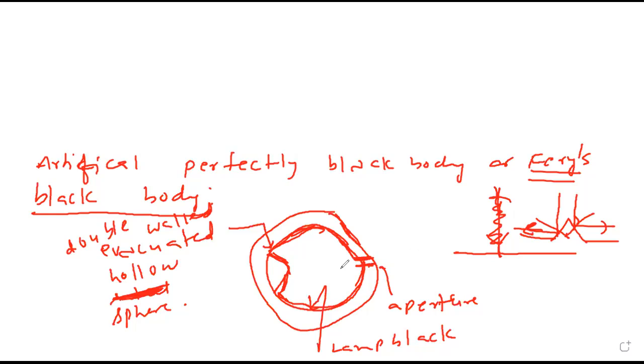Now how it works? When radiant energy passes through the aperture, it falls on the conical projection, undergoes multiple reflection, and is prevented from coming outward. Thus, almost 90 to 95% of heat is absorbed. Hence, it is called an artificial perfectly black body. It is also named as Ferry's black body. Okay, done?